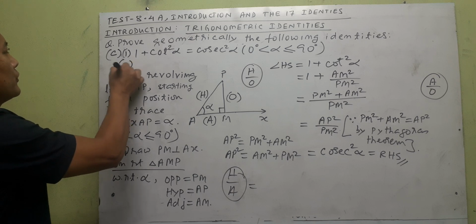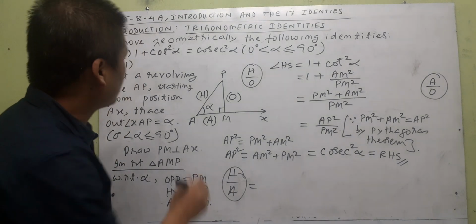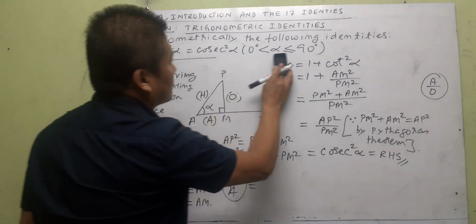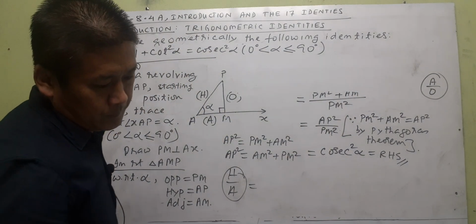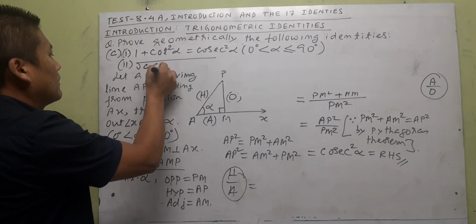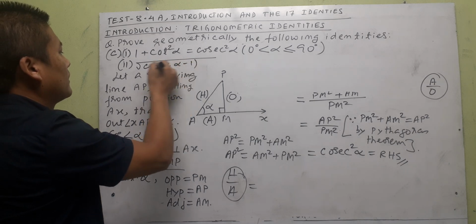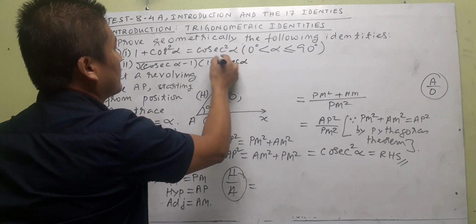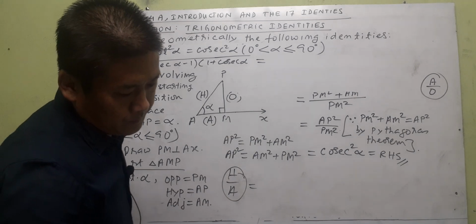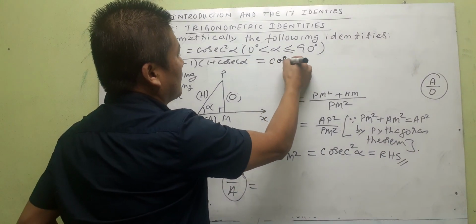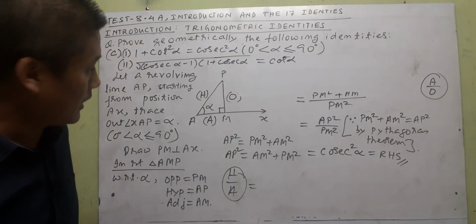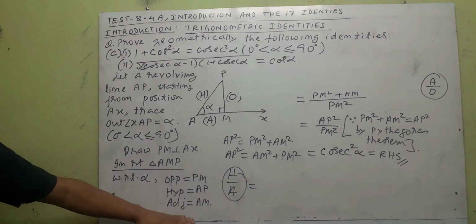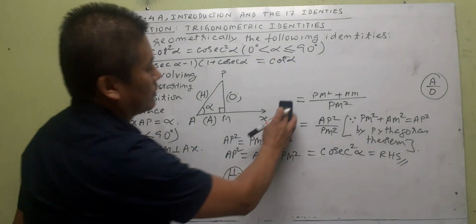The next subheading, 2. We have to prove root over cosec alpha minus 1 into 1 plus cosec alpha, root over everything, equal to cot alpha. It is slightly different, but it's not hard. Nothing needs to be changed up to here, so write it again. Pause the video and write. After you're done, replay the video and join.